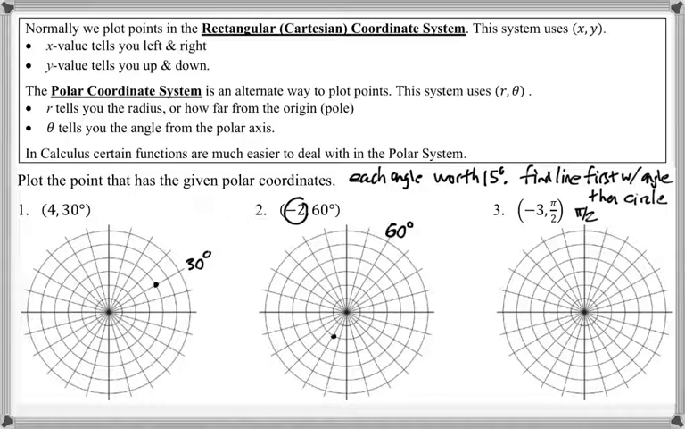So negative 3 is going to be 1, 2, 3 away from the angle that I declared. If this were a positive 3, then my point would be plotted right here. But it's negative, so it's over there.